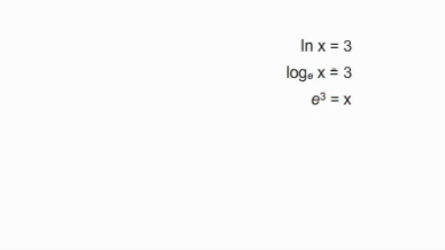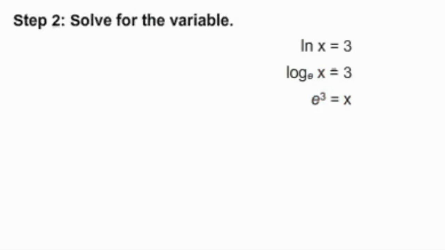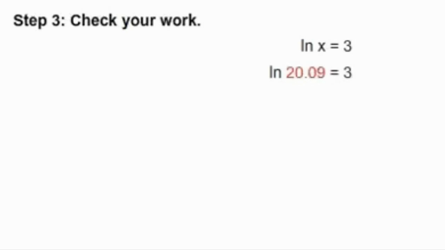The next step is to solve for the variable. Using your calculator, find the value of e cubed. The final step is to check your work. Substitute 20.09 into the original equation to verify the solution. Using your calculator, find the value of the natural logarithm of 20.09. The solution has been verified.